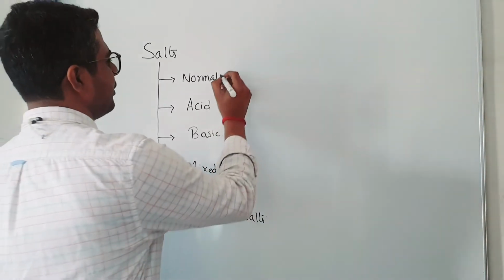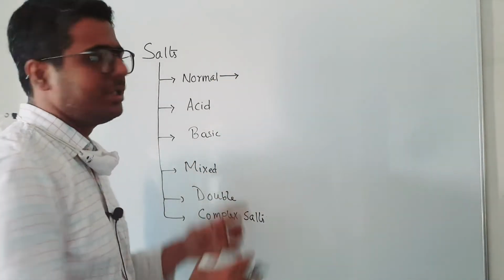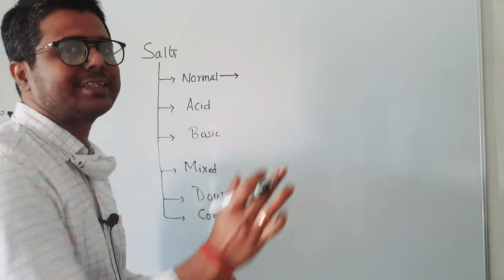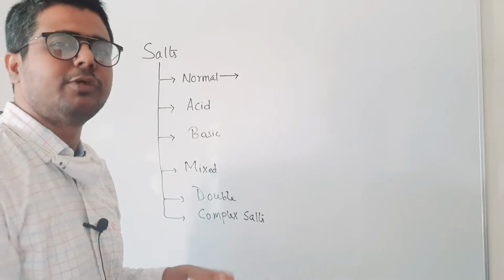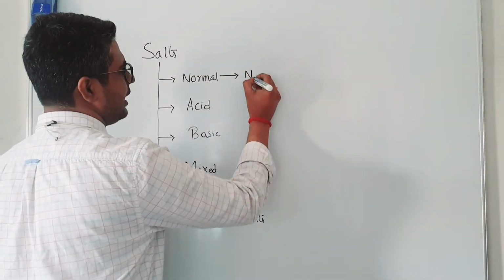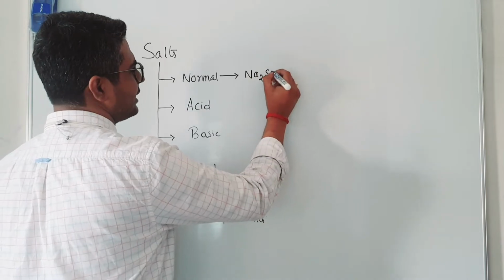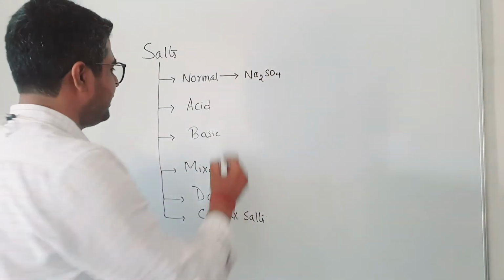What is a normal salt? First of all, for this kind of question you have to know the example. If you know the example, then automatically you will be able to answer whatever else is asked from it. Suppose a normal salt is nothing but Na2SO4. I am just giving an example of a normal salt, Na2SO4. Okay, let's go for acid salt.